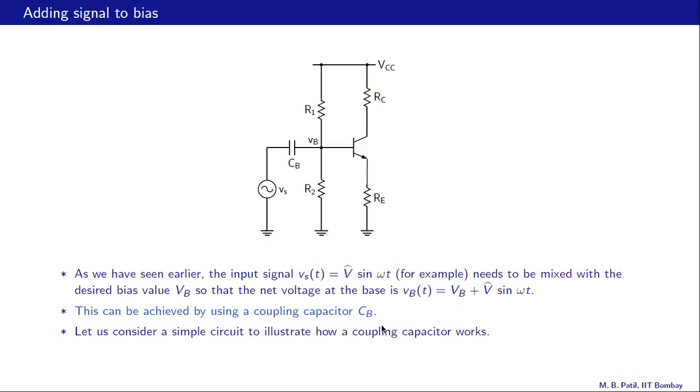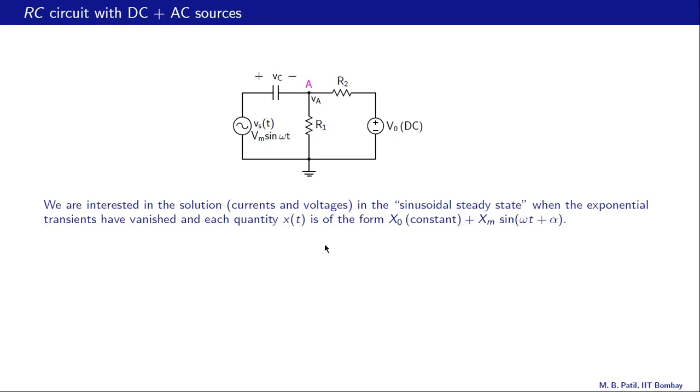And how does it work? So let us explain that by considering a simple circuit that will illustrate this idea of a coupling capacitor. Okay, let's start with this simple RC circuit. Let's leave the BJT aside for the moment, because it makes life more complicated. And for this RC circuit, we have two sources. One is a DC source, V0, and one is a sinusoidal source, Vm sine omega t.